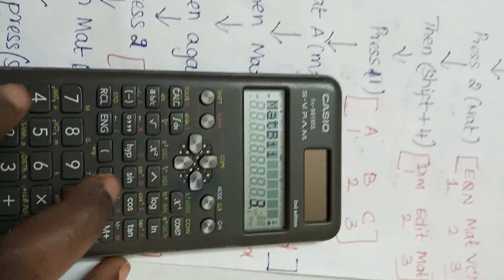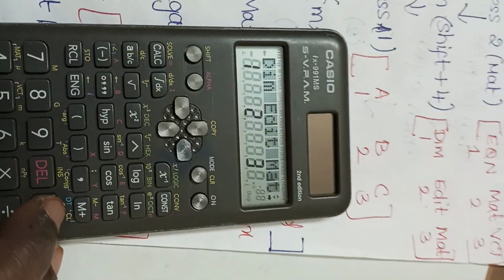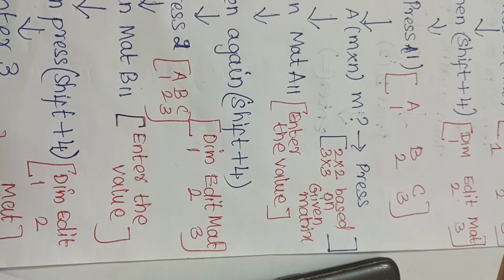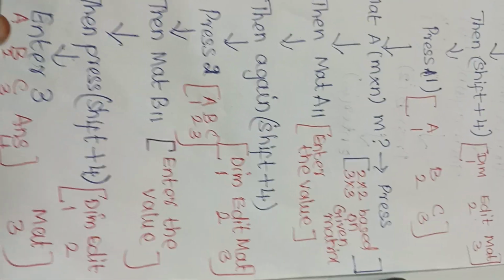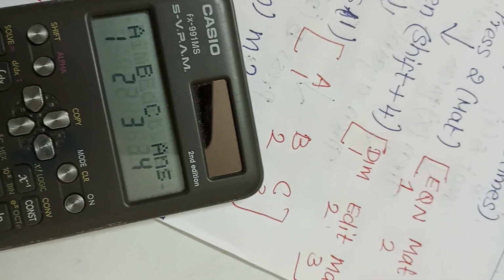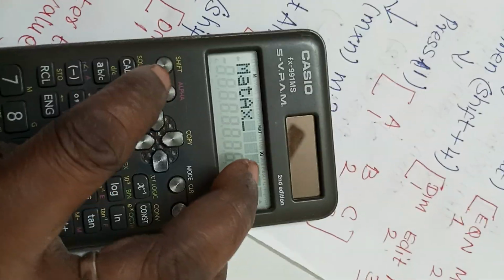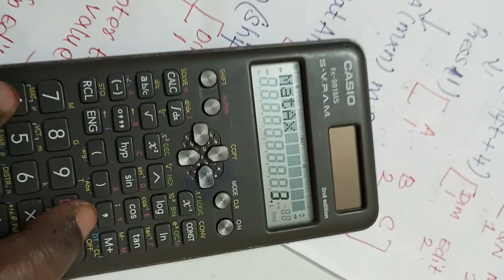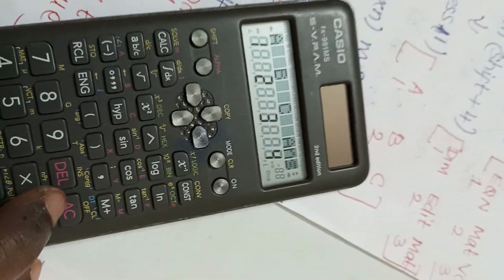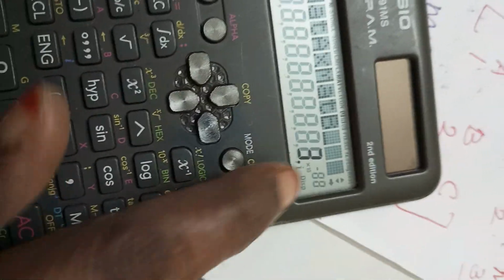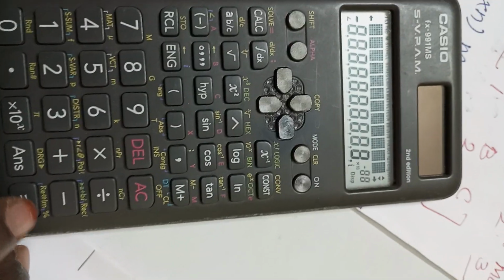So again shift 4. Now you go for Mat 3. Now enter Mat A, B, C. So now you can go for Mat 3, now A. Multiply. After Mat A, multiply. Again shift 4, Mat 3. Now enter 2. Now see Mat A into Mat B. After that you can apply equal.